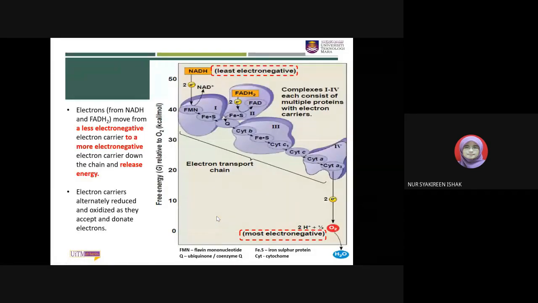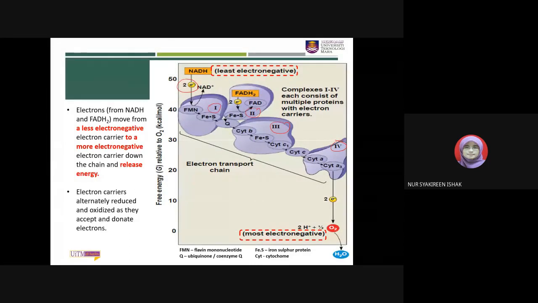Okay, so this is another diagram to portray how the electrons are transported from one electron carrier to another electron carrier. So kalau tengok kat sini, dia ada 4 kompleks. Kompleks 1, kompleks 2, 3, 4. Dan dia kalau tengok kat sini merupakan macam satu graf. Okay. So dia kalau tengok kat sini, elektron ni asalnya it is highly energized.